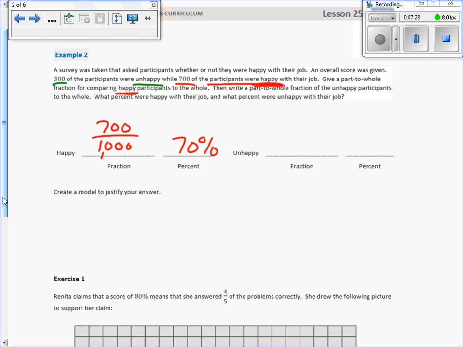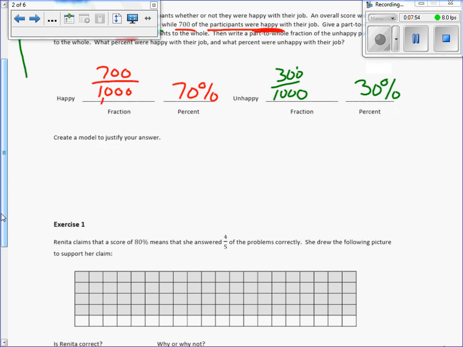Unhappy would be the remainder. 300 out of 1,000. Okay. Canceling these zeros here would give us 30 over 100, which is 30%. Okay, so there you have it. Create a model to justify your answer.